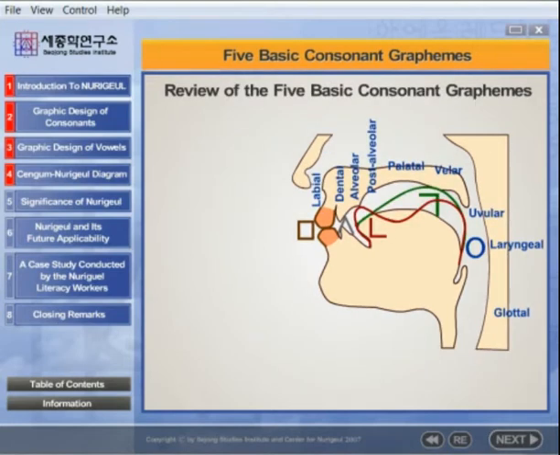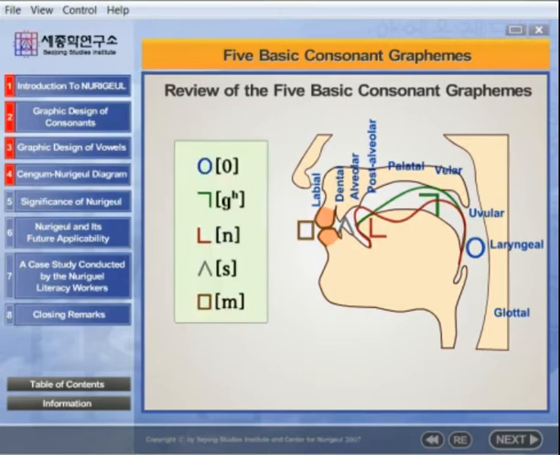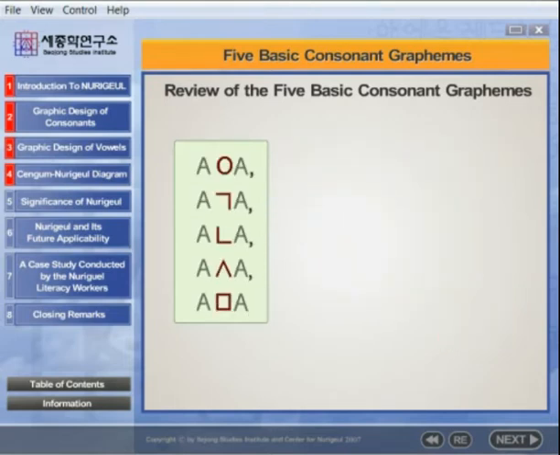Review of the 5 basic consonant graphemes: A, K, N, S, M. Now let's review the 5 basic consonant graphemes in the order they were produced, from the back throat to the lips. Read after the audio instruction.